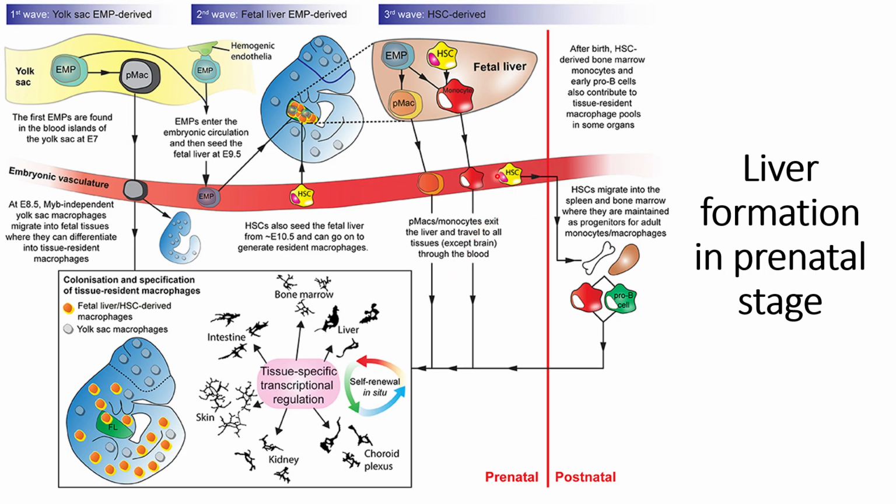And these hematopoietic stem cells, after the postnatal stage, migrate to the spleen and bone marrow, where they are maintained as progenitor cells, as I have already said. So this part usually occurs after the postnatal stage. And what happens after birth is that these HSC-derived bone marrow monocytes and early progenitor cells contribute to the tissue resident macrophage pools in some organs.